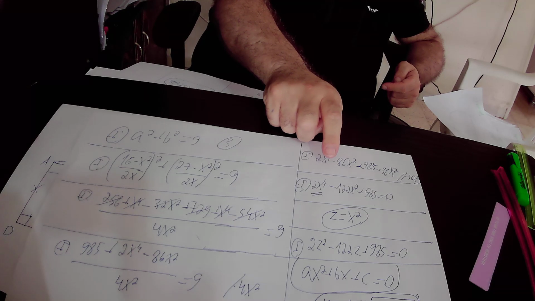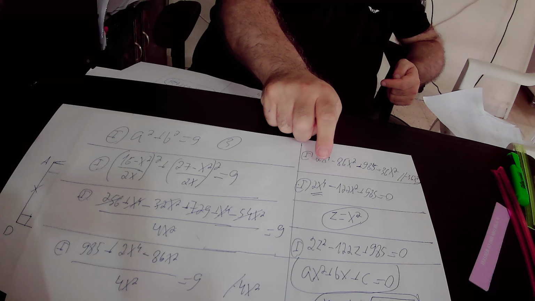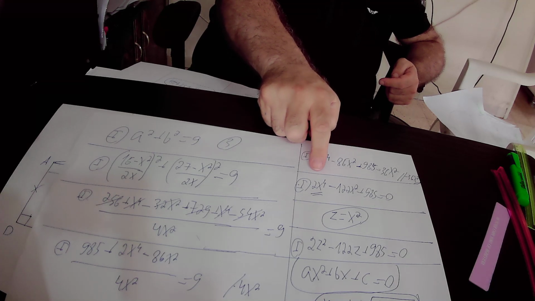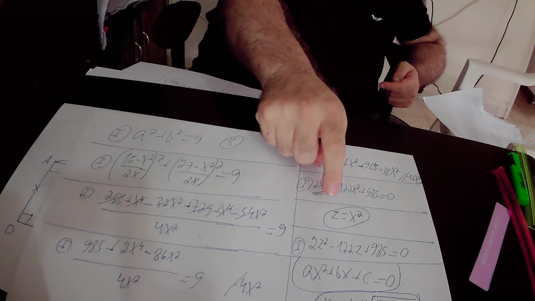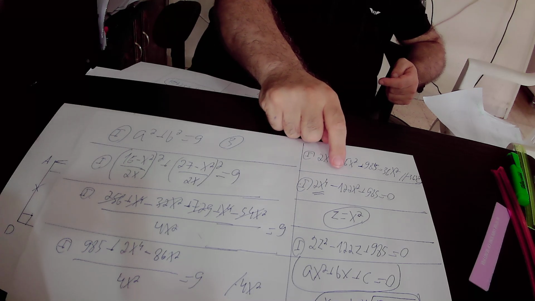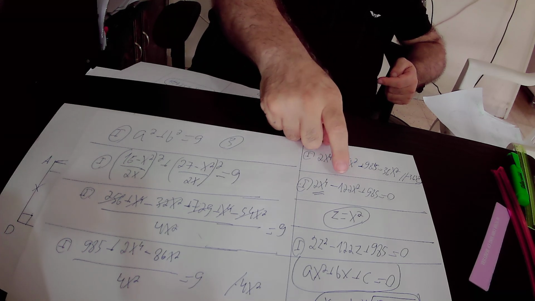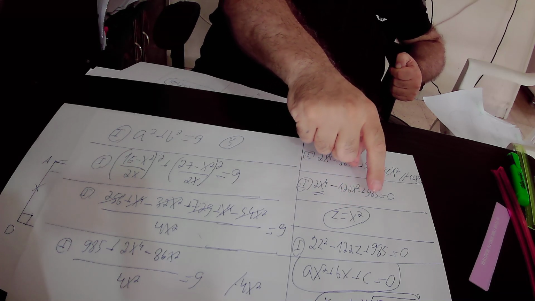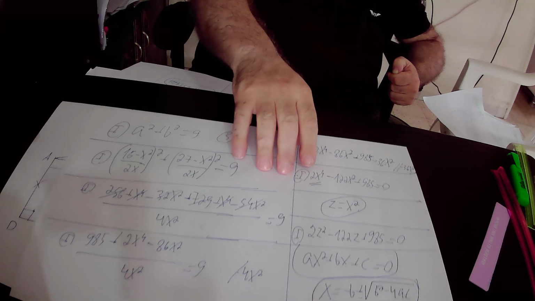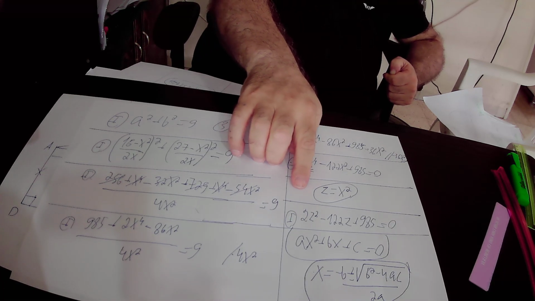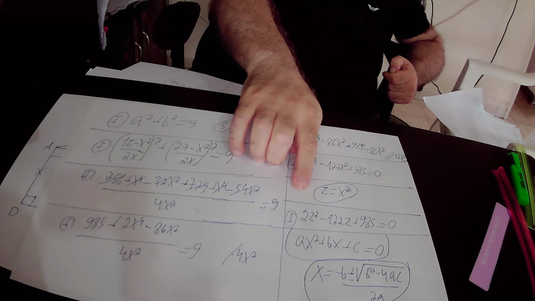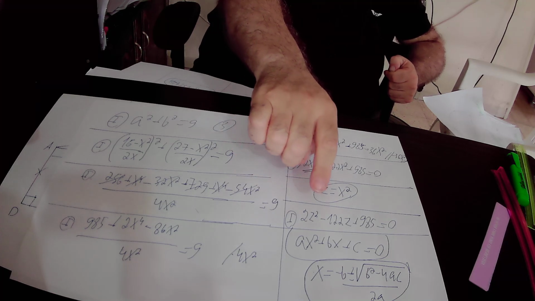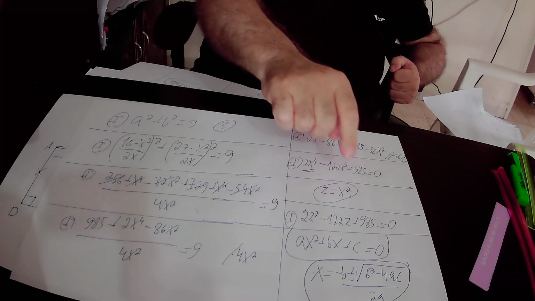If z equals x squared, it means that z squared will be equal to x to the power of 4. Therefore, this expression in total will be equal to 2z squared minus 122x squared. We substitute x squared by z, and we got 2z squared minus 122z plus 985 equals 0. So we have here a quadratic equation, and the general formula for a quadratic equation is ax squared plus bx plus c equals 0.